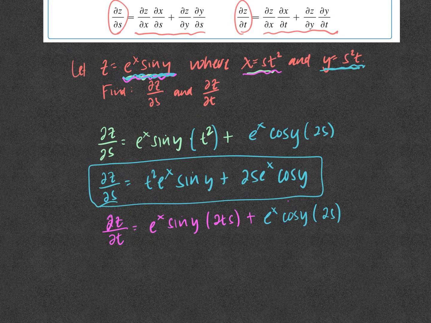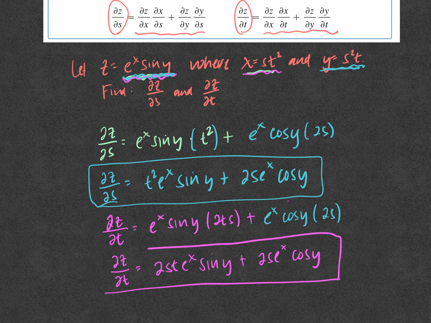So then our final answer for this part, the partial of z with respect to t, is equal to 2st e to the x sine y plus 2s e to the x cosine y. So they're not too difficult. The problem is there's a lot going on.